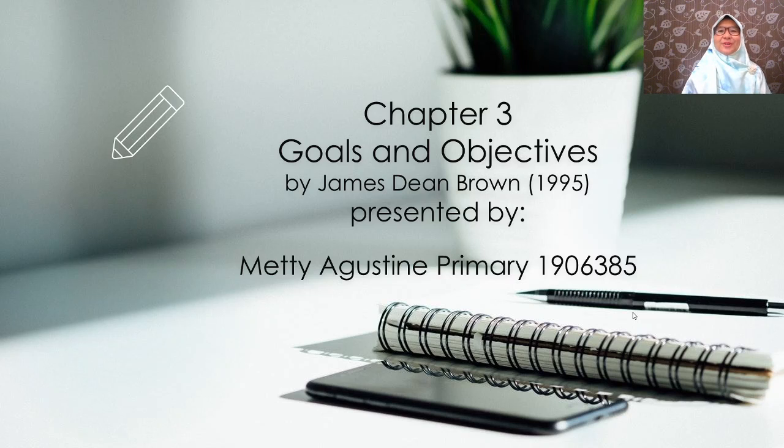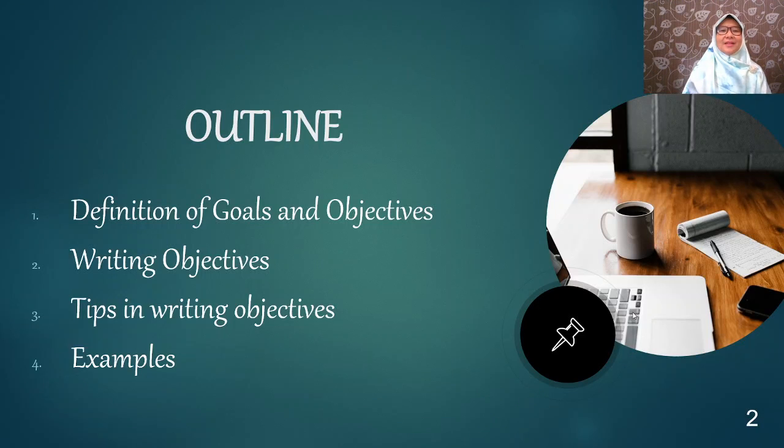Today I'm going to talk about goals and objectives, taken from James Dean Brown's book in 1995. Here is the outline of the presentation. The first is the definition of goals and objectives. The second is writing objectives. The third is tips in writing objectives, and the last, examples.